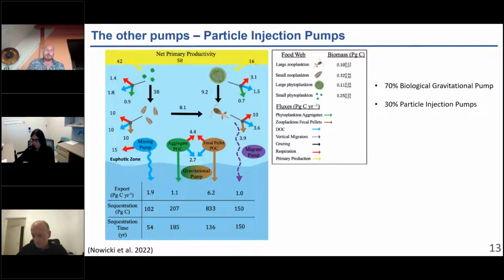Just to say, it's not all these particle injection pumps. There was just a new study by Dave Siegel's group, Nowicki, I think it's pronounced, from this year actually. They did a large global modeling study, and they found that instead of 50%, it was 30%. So it may be that the particle injection pumps are not as important as they were depicted in Boyd's paper from 2019, but 30% is still a large contribution, especially if it's overlooked at the moment.